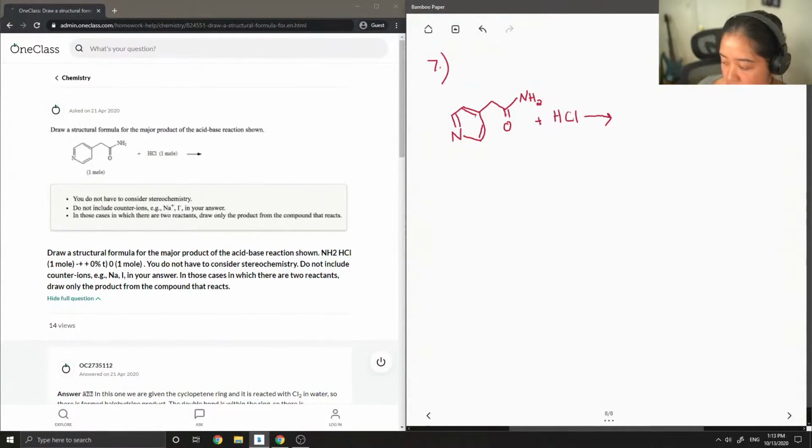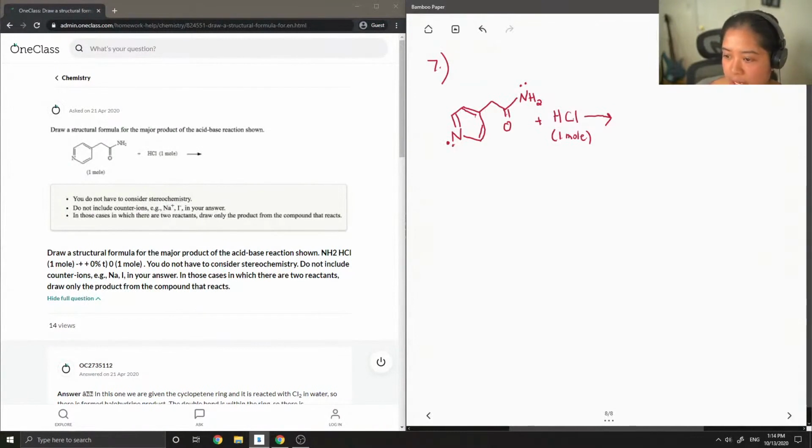So basically we have this molecule reacting with only 1 mole of HCl. So this is an acid-base reaction. So our base is this large molecule. Our acid is hydrochloric acid. And with acids and bases, the acid is the proton donor and the base is the proton acceptor.